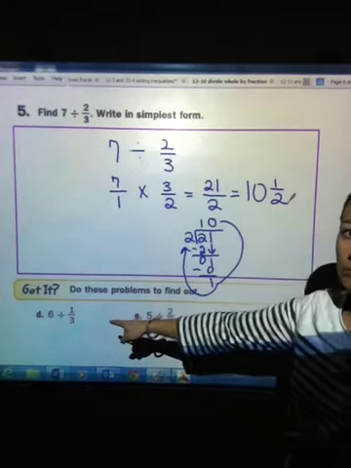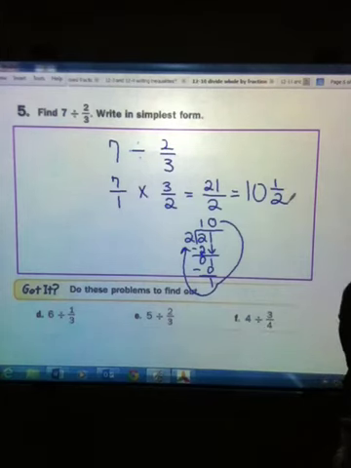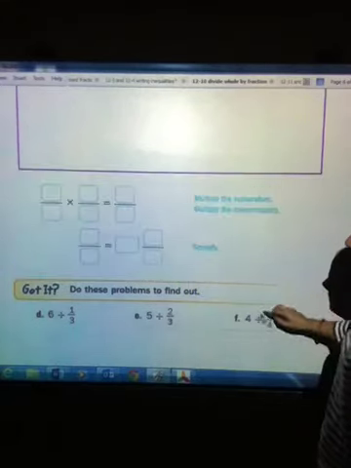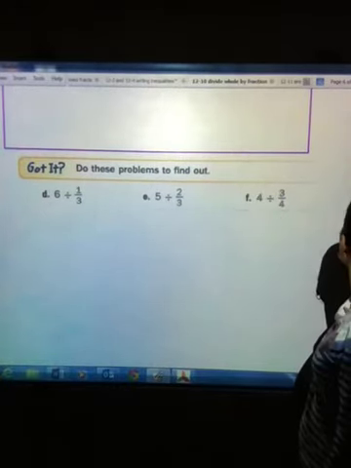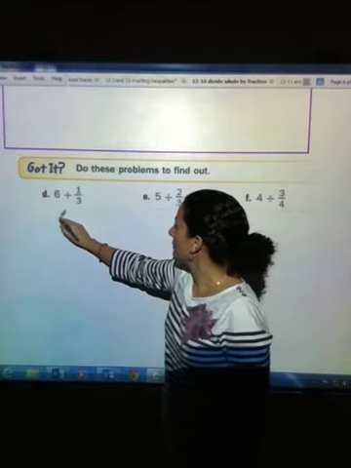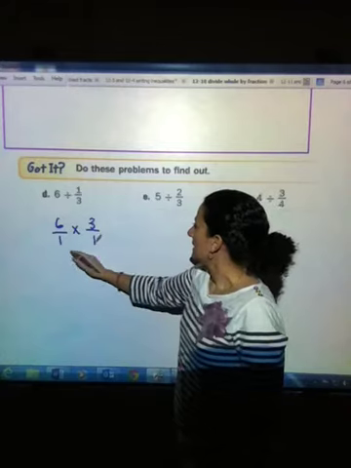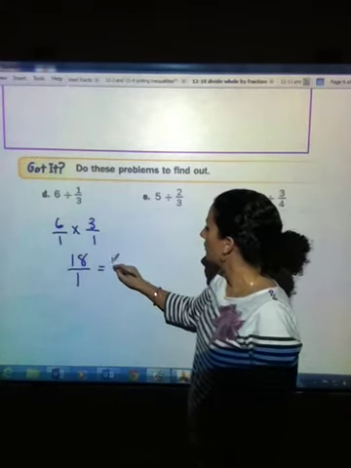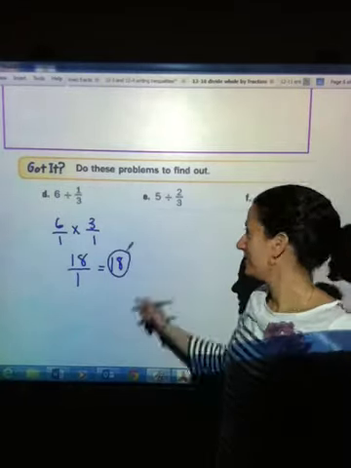Now I want you to try those 3 problems at the bottom. Pause the video, and then we'll check them together. Let's check these 3 and see how you did. 6 divided by 1/3 becomes 6 over 1 times 3 over 1. 6 times 3 is 18, 1 times 1 is 1, and 18 over 1 is simply 18. Did you get that one right? Let's try the next one.